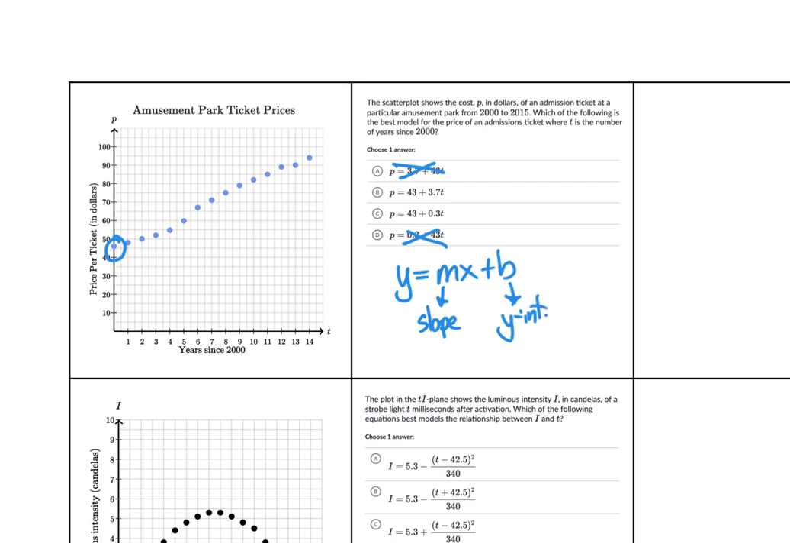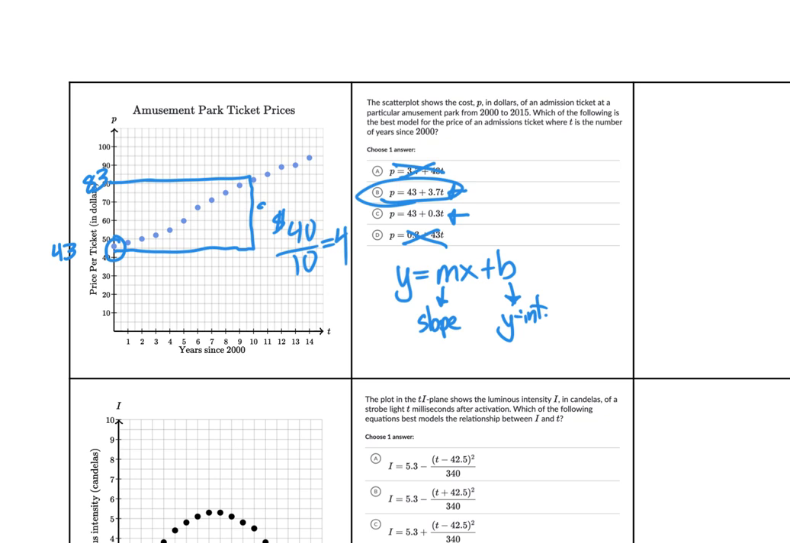Okay, so once you've eliminated these two, now we just have to look and say, what is the slope closer to being? Is it 3.7 or 0.3? Well, if we start at 43 and go out 10 years, because that'll be kind of easy, how much did we go up? So that looks almost like about 83. So we went up about $40 in 10 years. That would be a growth of 4. So 3.7t is much closer to that.